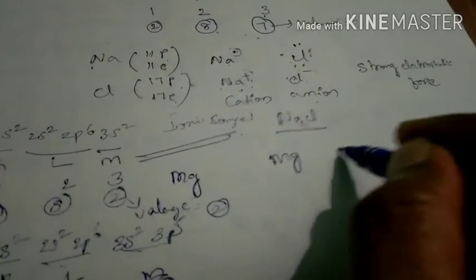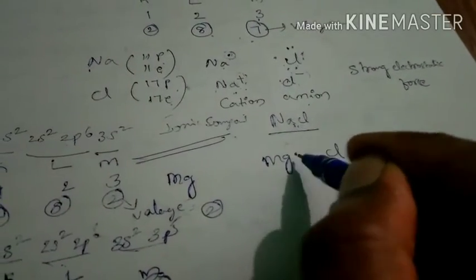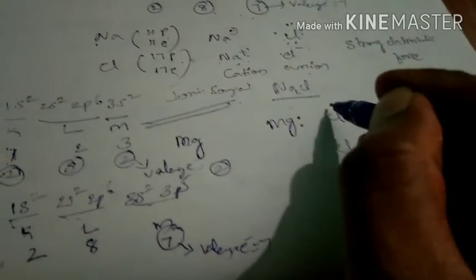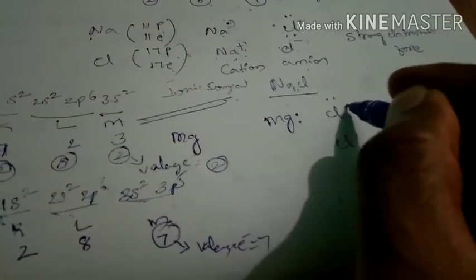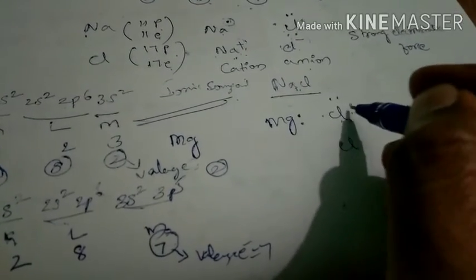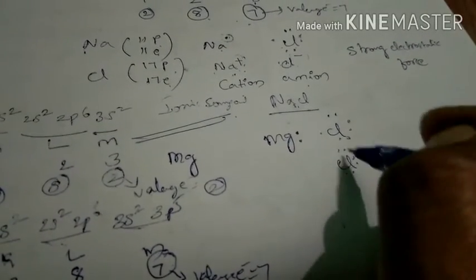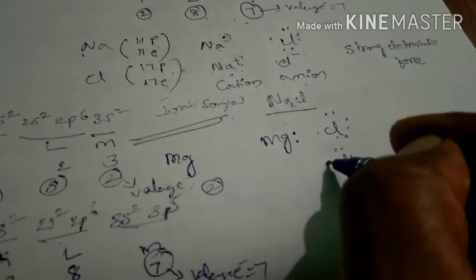So here the point is what? Magnesium and chlorine. Magnesium contains how many valence electrons? 2. Chlorine, take 2 chlorine atoms. I take one more chlorine. Each chlorine contains the same number of valency electrons, 7. 1, 2, 3, 4, 5, 6, 7. Here also 7. 1, 2, 3, 4, 5, 6, 7.